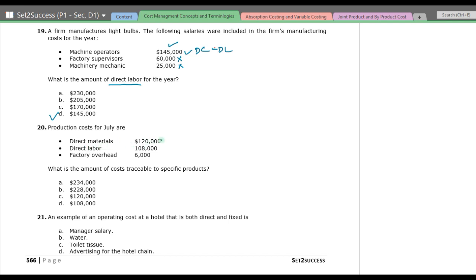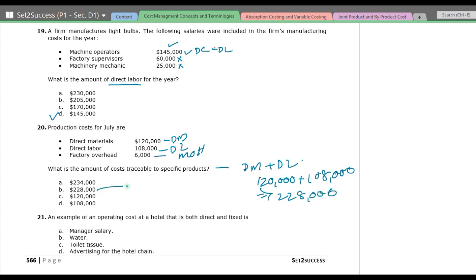Next, production cost for July are: we have direct material, we have direct labor, and we have MOH. They are asking for the amount of cost traceable to a specific product. The costs that are traceable are direct material and direct labor. So direct material we have 120,000 and direct labor we have 108,000. Together it gives you 228,000. Option B is the correct option.